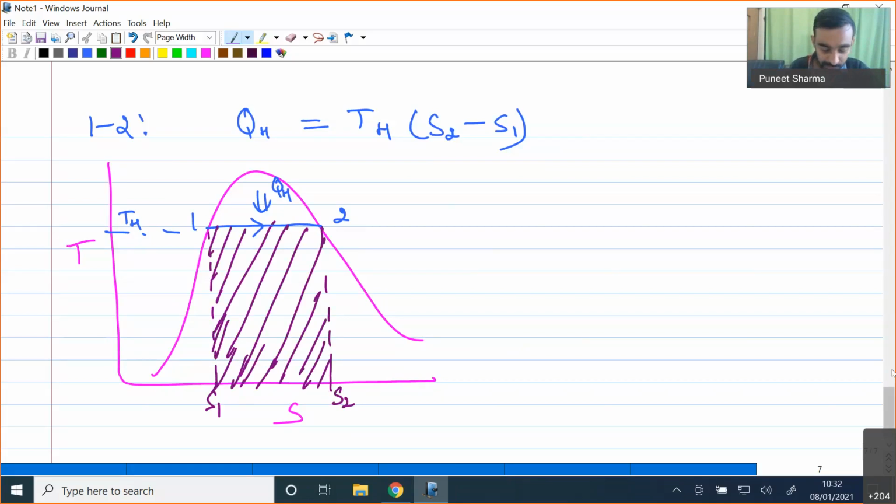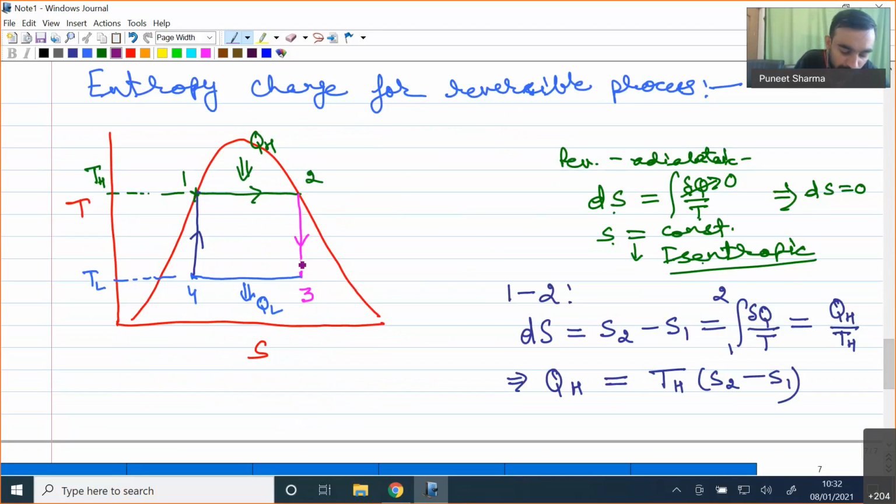Okay, now if you see process number 2 to 3, during process number 2 to 3, our entropy is actually constant. So you will be finding that for this process S2 is equal to S3. Similarly, for process number 4 to 1, S4 is equal to S1, because these are nothing but isentropic processes. Okay, now let us go to process number 3 to 4.